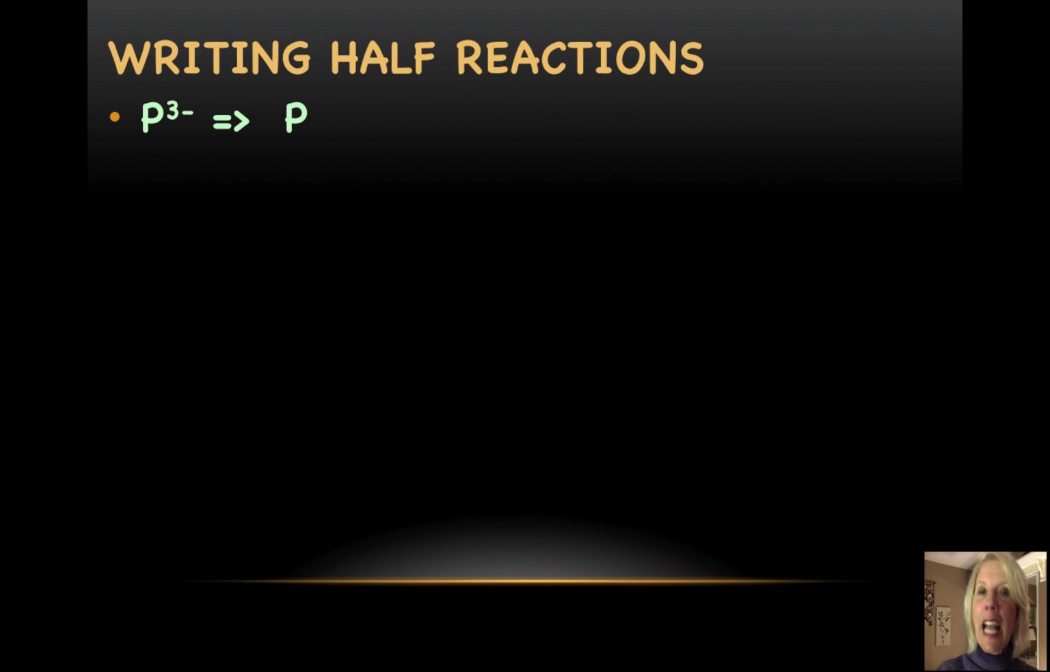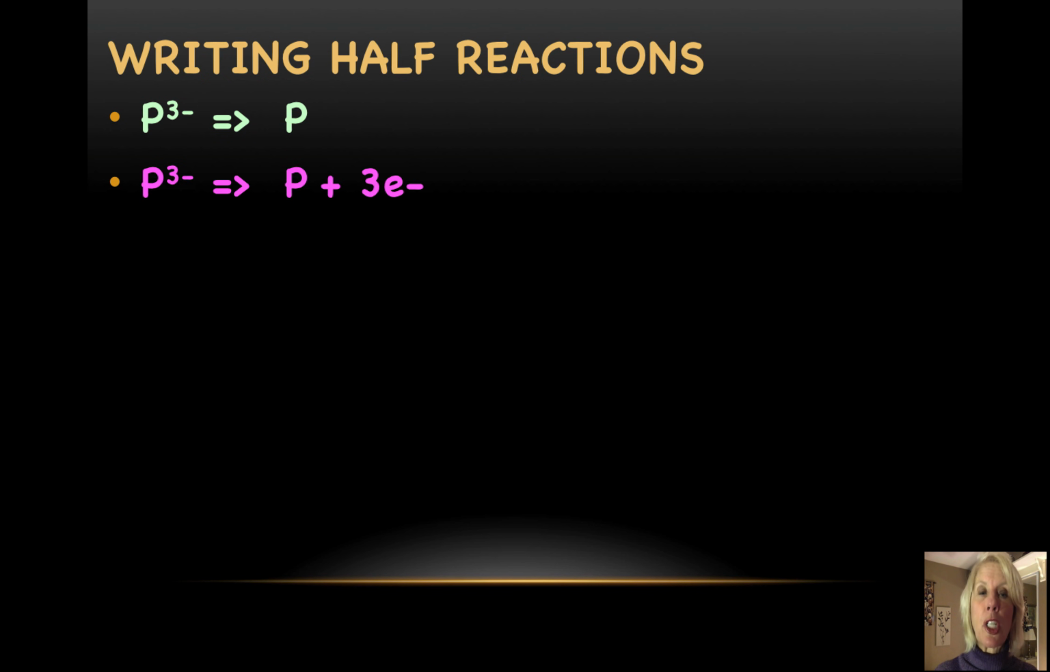Let's consider the next example. Phosphorus with a 3 negative charge, the phosphide ion, becoming a phosphorus atom. To go from 3 negative to 0, in effect, isn't it becoming more positive? That means this is an oxidation half reaction. It's losing 3 electrons. In oxidation half reactions, we put the electrons on the right side of the arrow.